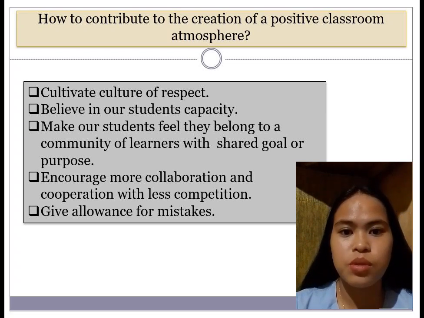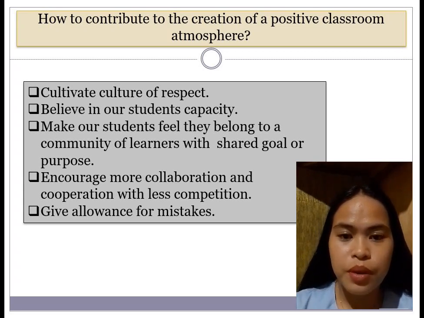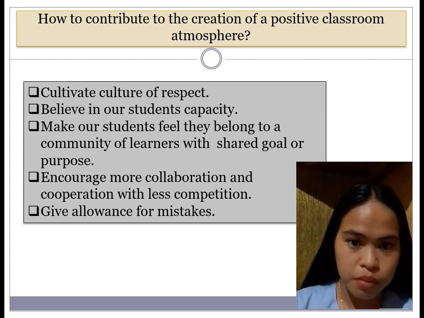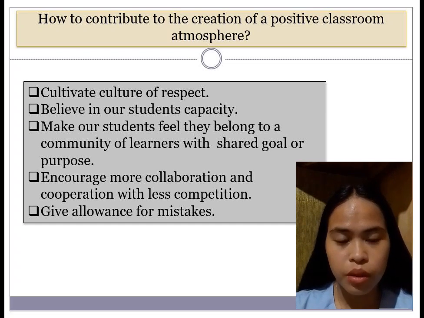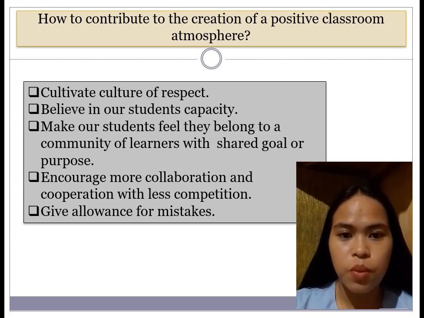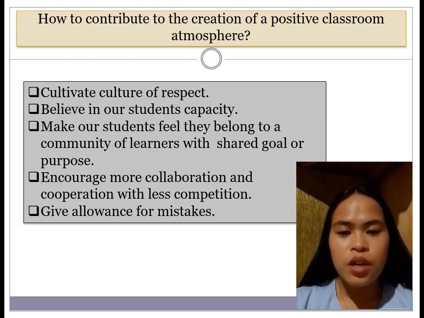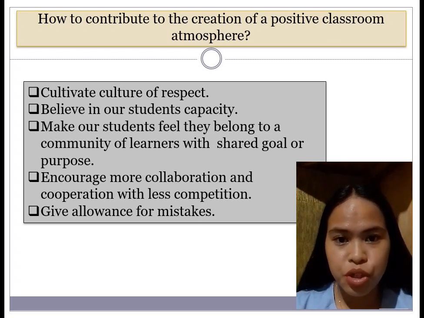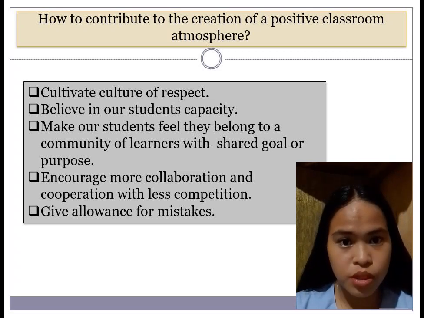Also, making your students feel they belong to a community of learners with a shared goal or purpose, because when we make our students or pupils feel they belong to such a community, they will also feel that there's a place for everyone to reach his or her potential, where we make them feel at ease and at home. And we must also encourage more collaboration and cooperation with less competition among our students.